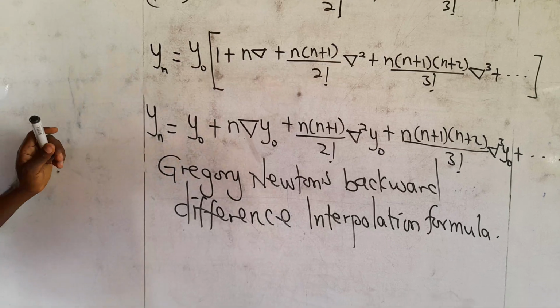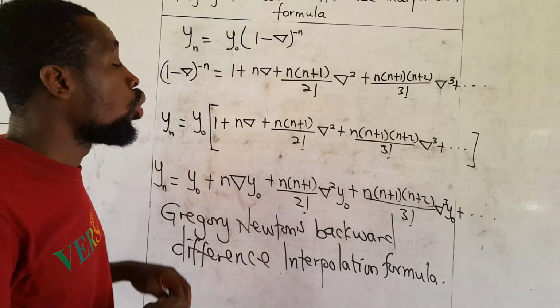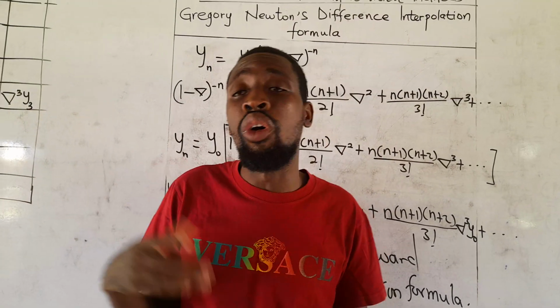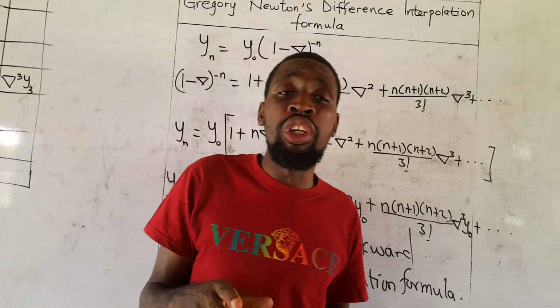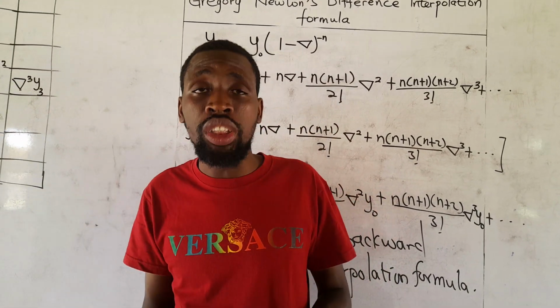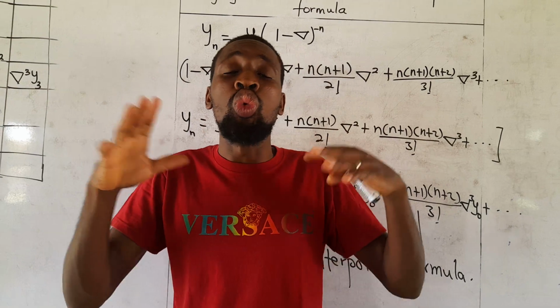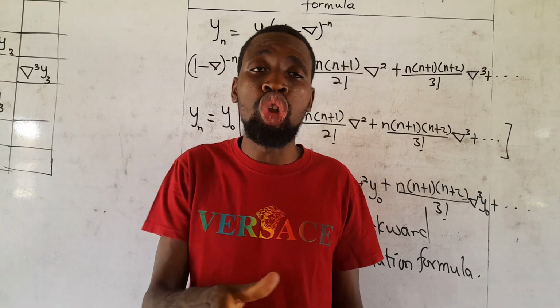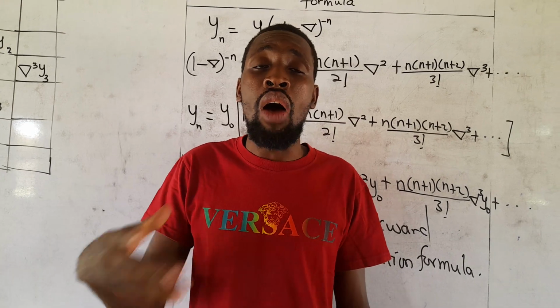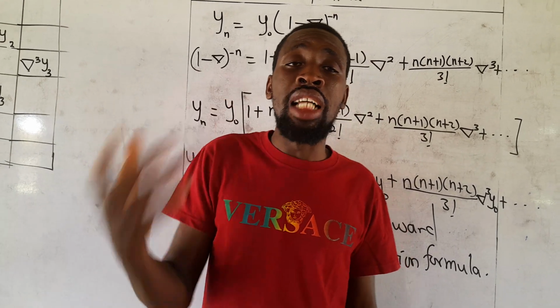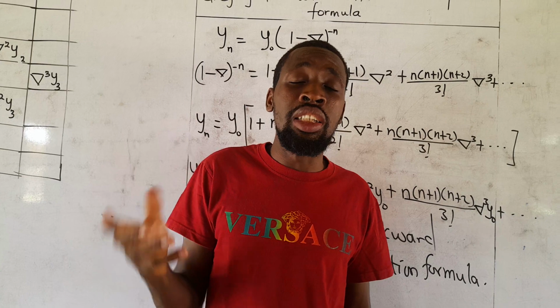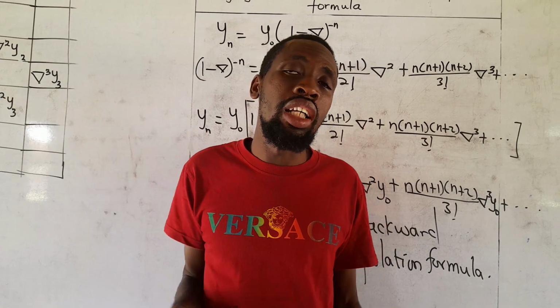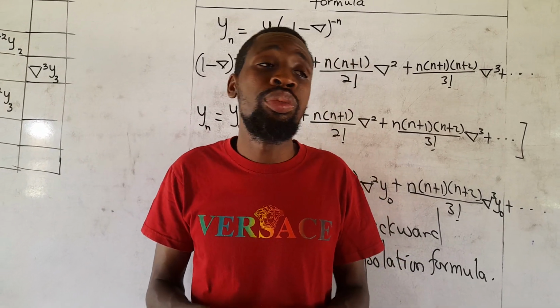So the question is, does it mean that when we want to use Gregory Newton forward difference as well as backward difference in solving one particular question, are we going to construct two difference tables? No, we'll just construct one difference table. So I'll show you how to locate our y naught, nabla y naught, nabla square y naught in that order, and that for the delta too.